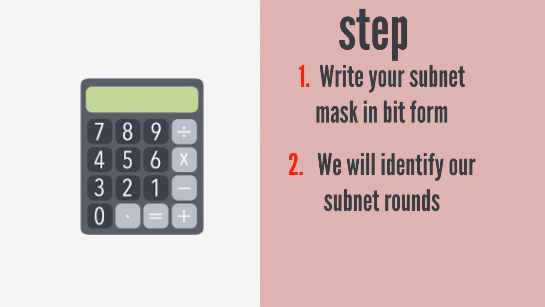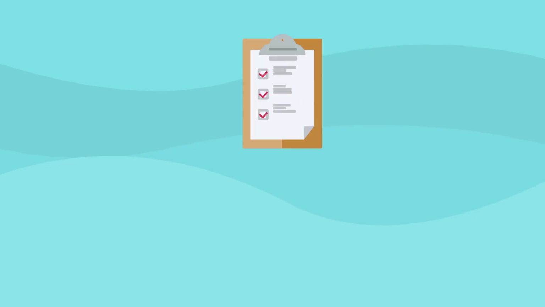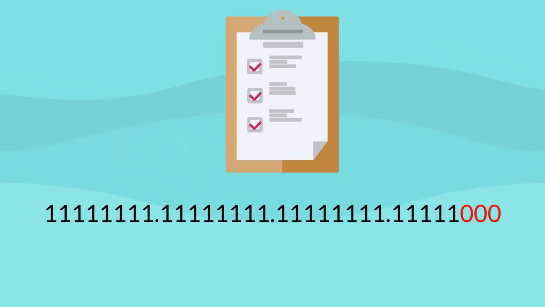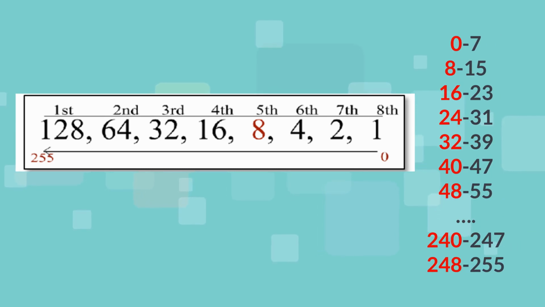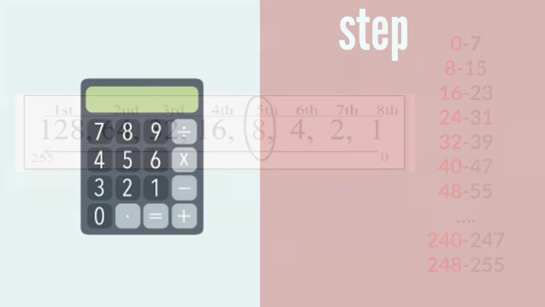In step 2, we will identify our subnet rounds. In step 1, we learned our bit form stopped on the 5th bit. The 5th bit has a binary weight of 8. So we will need to write down rounds of 8s. We can write it out like this until we get to 255. Notice the first number in each row lands on increments of our binary weight. In this case, 8s.